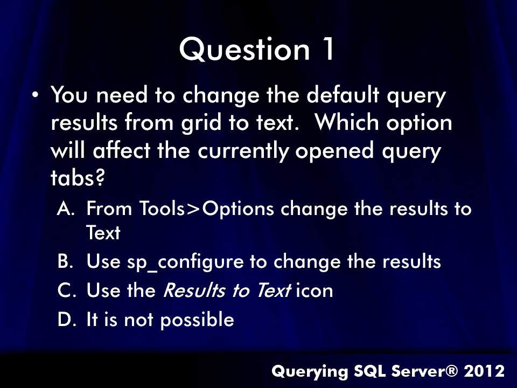Well, this is somewhat tricky because A is true except not based upon the full question. By going to Tools, Options, and changing the results from grid to text, that would make all of the result sets go to text for any new tabs that were opened. This question specifically says which will affect the currently opened query tabs. In order to affect currently opened, not new, query tabs, you would have to use the results to text icon. So the correct answer is C, use the results to text icon.